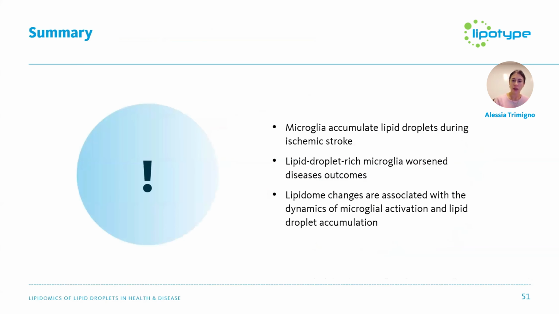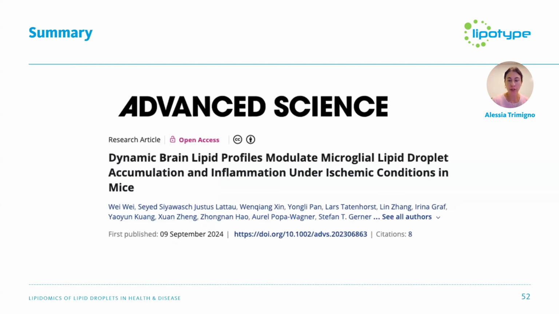So the authors of the study saw that microglia accumulate lipid droplets during the ischemic stroke, but it's important for the microglia to be able to go from this pro-inflammatory state to an anti-inflammatory state, because this lipid droplet-rich microglia is linked to worse disease outcomes. And this is also seen in other conditions like Alzheimer's disease, Parkinson's, and also in aging. So it's fundamental to understand how this works. One thing that the authors saw was that when they inhibited a particular enzyme involved in lipid metabolism, some of these negative effects were recovered. So this is a key study and the first step to understand more of this, and it will help in many different applications. The study was published in 2024 in Advanced Science and was titled Dynamic Brain Lipid Profiles Modulate Microglia Lipid Droplet Accumulation and Inflammation Under Ischemic Conditions in Mice.